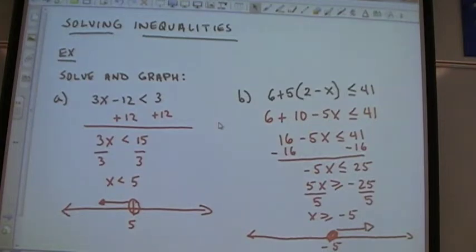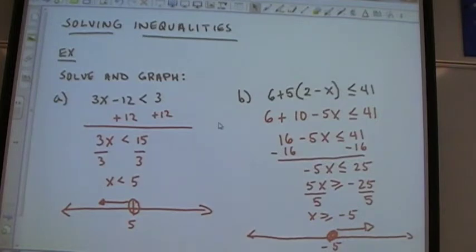So the first one, the original problem is 3x minus 12 is less than 3. Solve that just like you would an equation by adding 12 to both sides. You end up with 3x is less than 15. Then divide both sides by 3. X is less than 5.